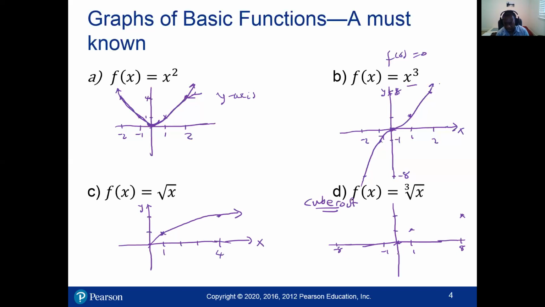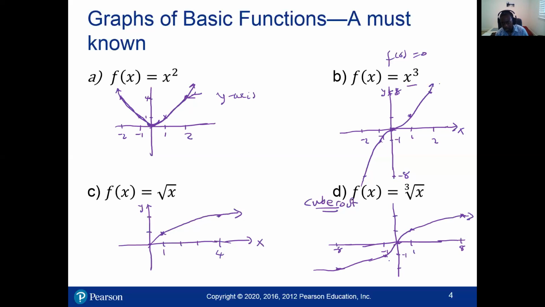The negative 8, this is what? Negative 1, and that is what? Negative 2. So we have this point, and then we have that point. Okay, so the graph of the cube root function, it goes like this, and then like that.